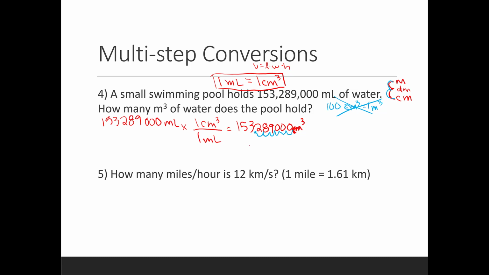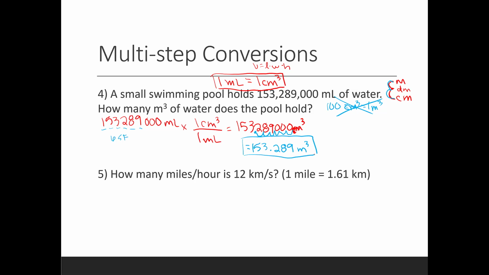So our answer here now is 153.289. And we can forget about the rest of the zeros because they are no longer significant, right? Our first number has 1, 2, 3, 4, 5, 6 sig figs. So our answer needs to have 6 sig figs. And Bob's your uncle. There's the answer. So you have to be really careful with those squares and those cubes that you're moving your decimal the right number of times. All right, last one.